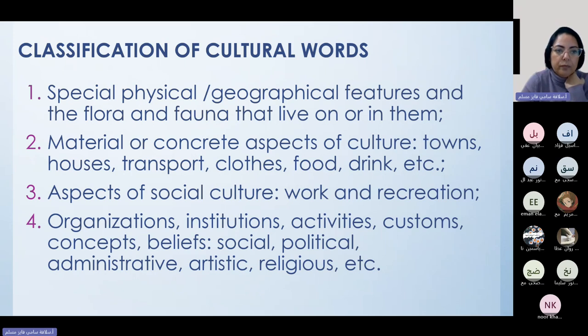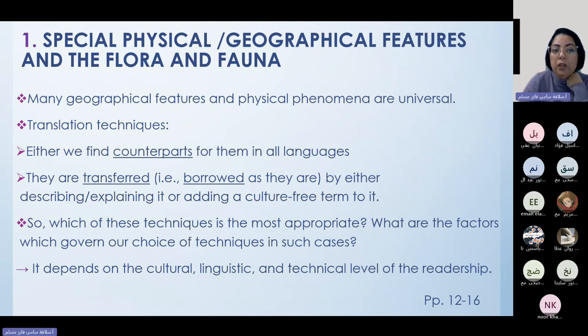So these are: special physical geographical features, flora and fauna; concrete aspects of culture like the names of towns, houses, transports, clothes, food, drinks, etc.; aspects of social culture like titles, work, creation, statuses; and the final one, organizations, institutions, activities, and customs, the names of words associated with these concepts, like social, political, administrative, artistic, religious, etc. Okay? These are the four main classifications of cultural words that may or may not have equivalence.